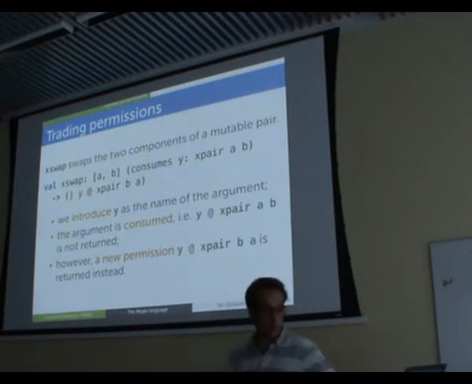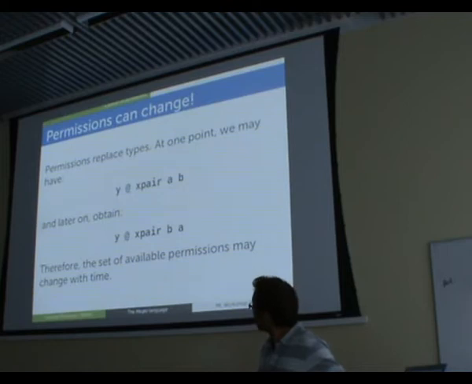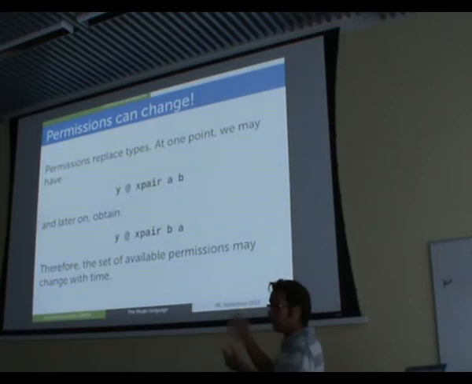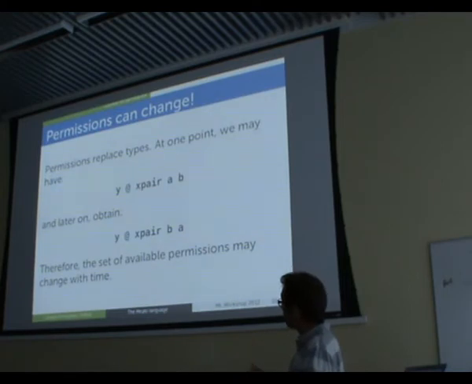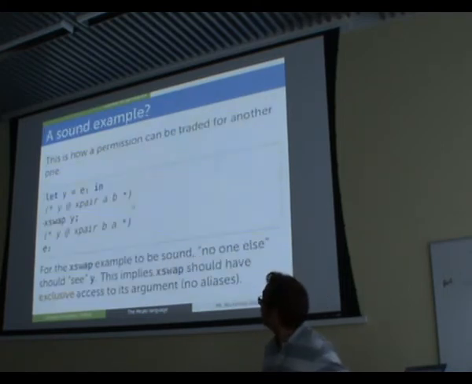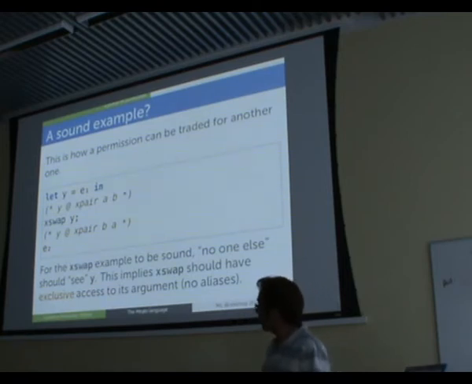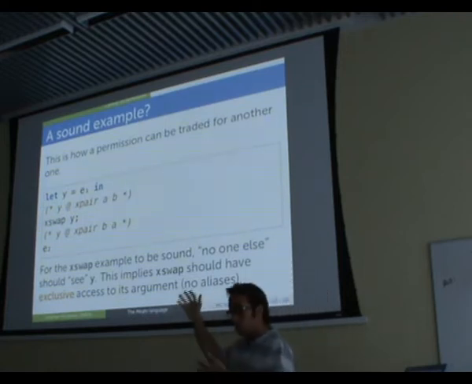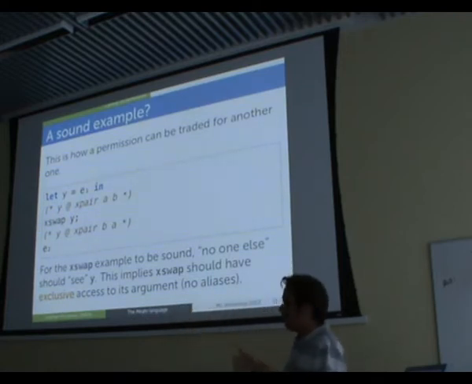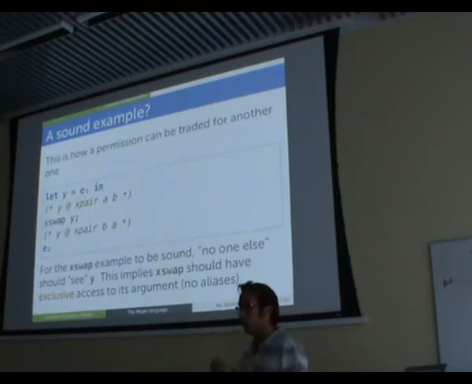And the question is, how come that example is sound? We cannot do that in ML. That would be unsound. So how come that at some point we have y at x pair AB, the permission, and that afterwards we get a different permission, y at x pair BA? The reason is that example is sound if no one else can see y. So if you create y with type x pair AB, you call x swap, the set of permissions you have changes before and after the call to x swap.